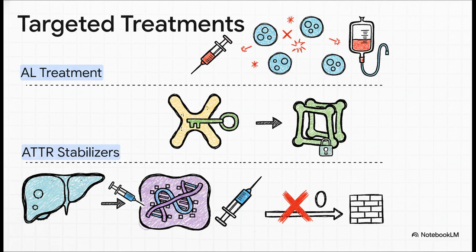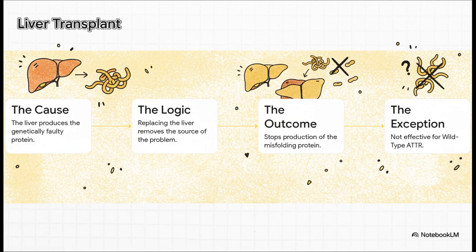But then, and this is key, for hereditary ATTR specifically, there are incredible gene silencing drugs that can actually tell the liver, hey, stop making so much of that faulty protein. And this right here is probably the most powerful example of why getting the diagnosis right is so critical. For someone with hereditary ATTR, a liver transplant can actually be a solution. And the logic is simple. The liver is the factory pumping out that faulty protein. So if you replace the factory, you stop the problem at its source.